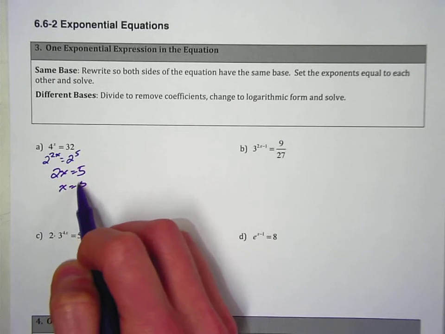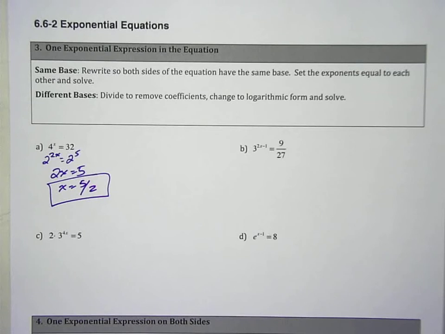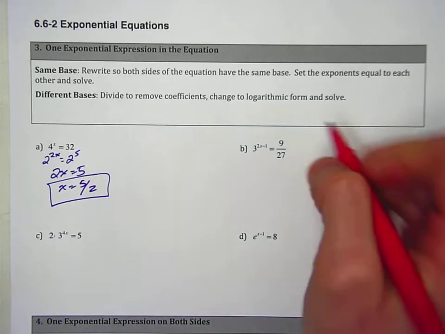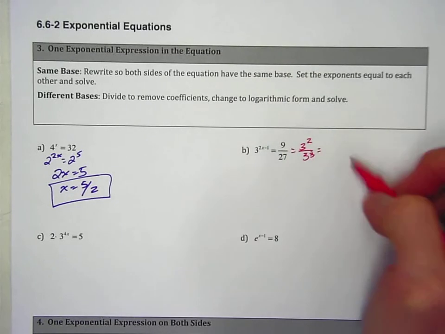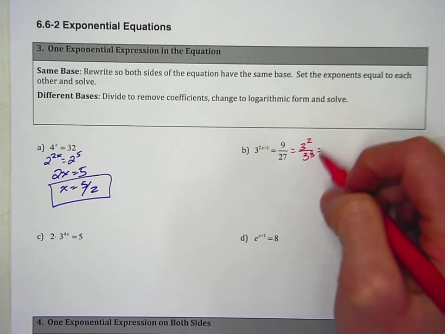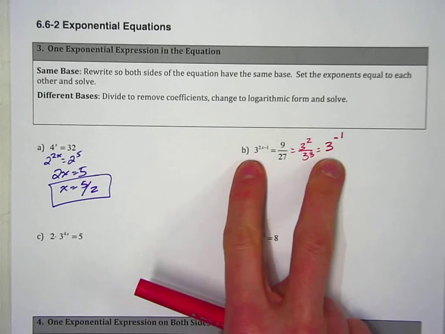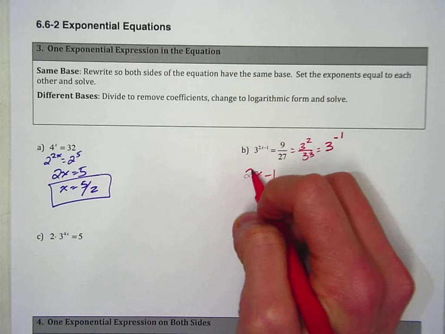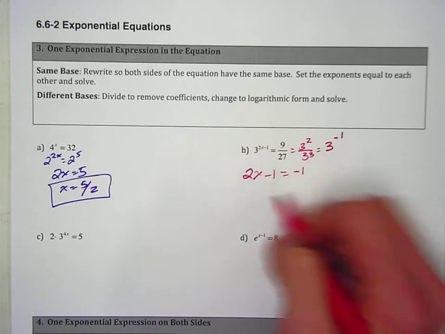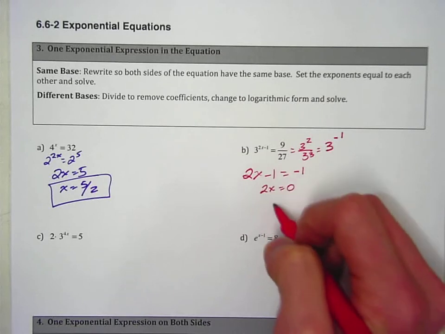is just 5/2. All right, here we have 3, 9, and 27, so they all have a base of 3. This is 3 squared over 3 cubed, which is 1 over 3, or more importantly, 3 to the negative 1. So now that these two sides have the same base, we know 2x minus 1 equals negative 1. So therefore, adding 1 to both sides will give you 2x equals 0 and x equals 0.